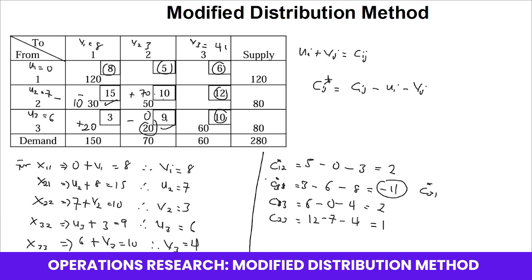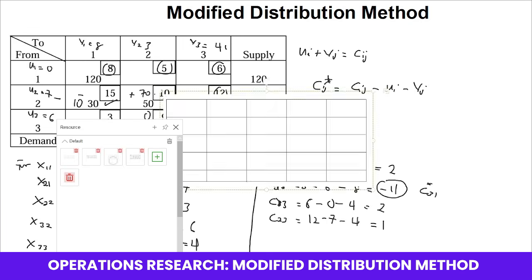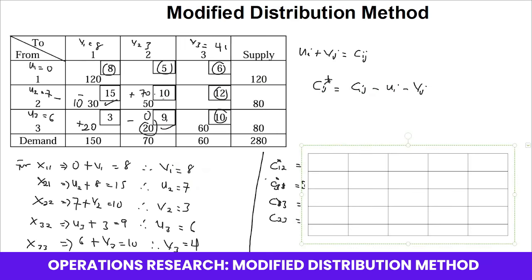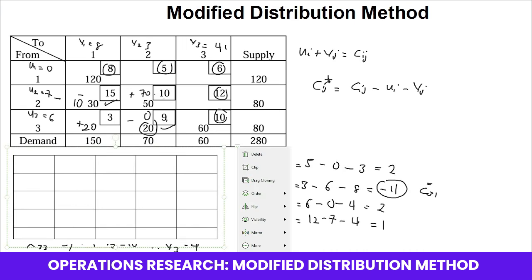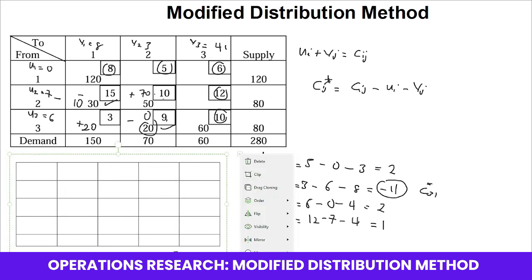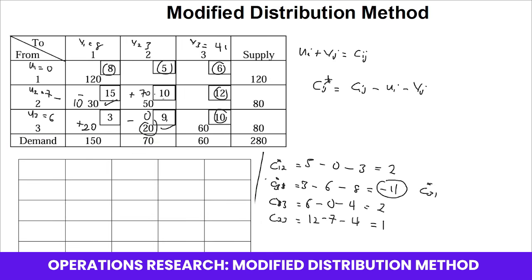So let's draw our table again. Let me draw it here so that I can see. We don't need those values here. All right, so here I write down my values. Here is 8, and then 120.